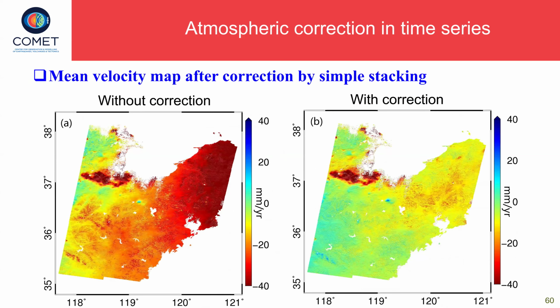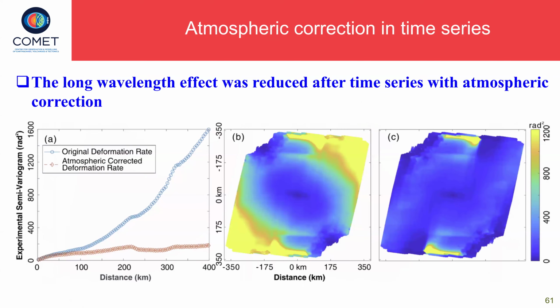So this is the velocity map before correction and after correction. You can clearly see all these long wavelength signals are removed by the atmospheric correction. So we can clearly see some deforming signals from the velocity map, only after correction. This is the correction, and also the distance dependency. Before correction, we have a very large distance dependency on the velocity map.